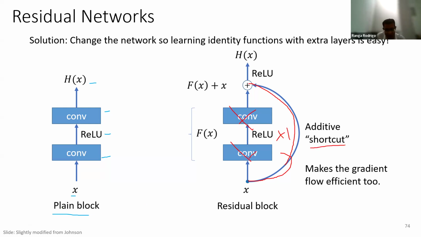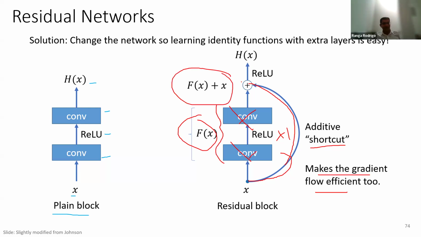So this is called an additive shortcut, and it makes the gradient flow efficient too. As you saw, when you feed the gradient backwards, you have to go through these computational nodes. Now it is not going through a computational node, so the gradient is properly fed back. If the function applied by these two layers is f(x), now it is f(x) plus x. So these are called skip connections, and that is great.